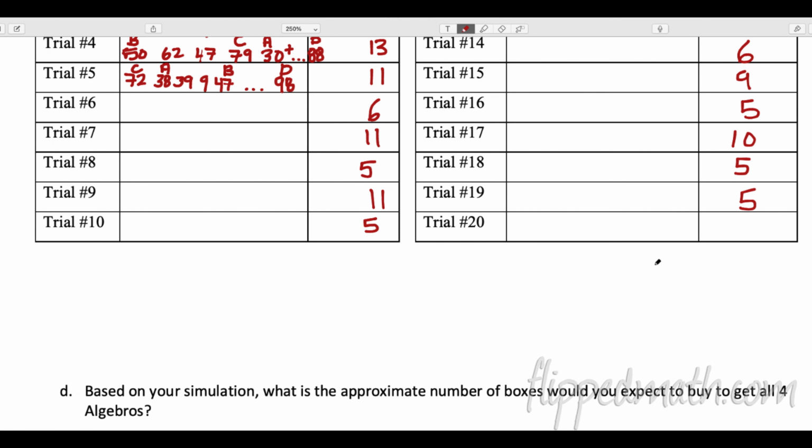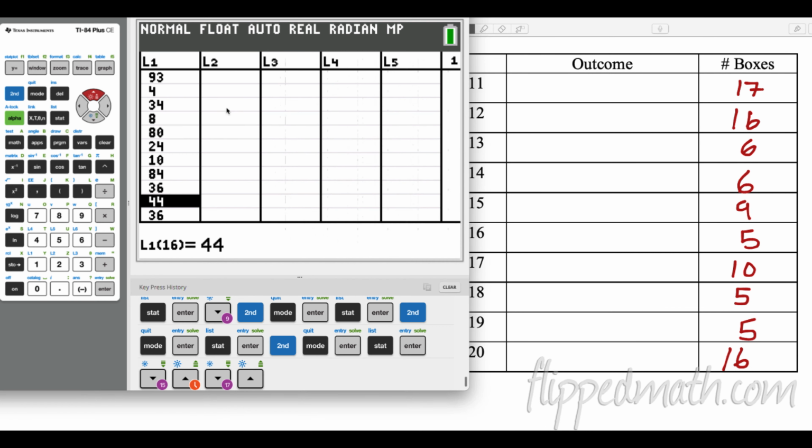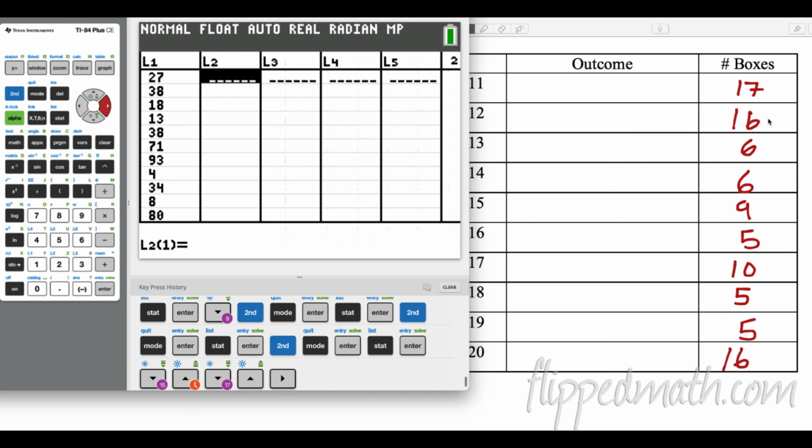Woo. So through my trials, I understand. Here's the deal. Yours is going to be a little bit different probably because we messed it up here. But in mine, the longest one I got 17, and the shortest one I got a bunch of 5s. I did not get any 4s. So the next thing I'm going to do is put all these numbers in a list so my calculator can add them all up. So I'll just use L2 for that. So go ahead and add all those in.